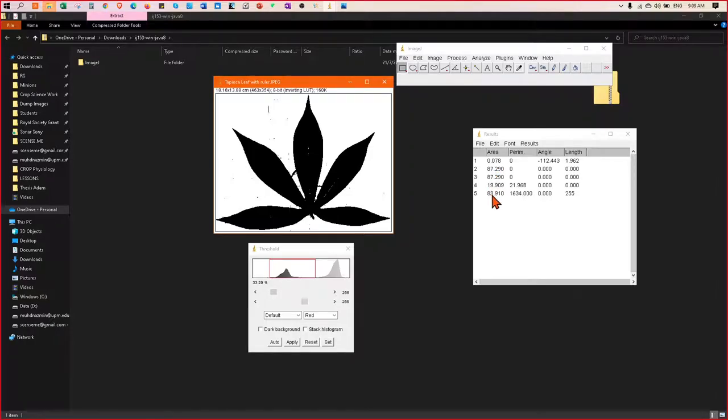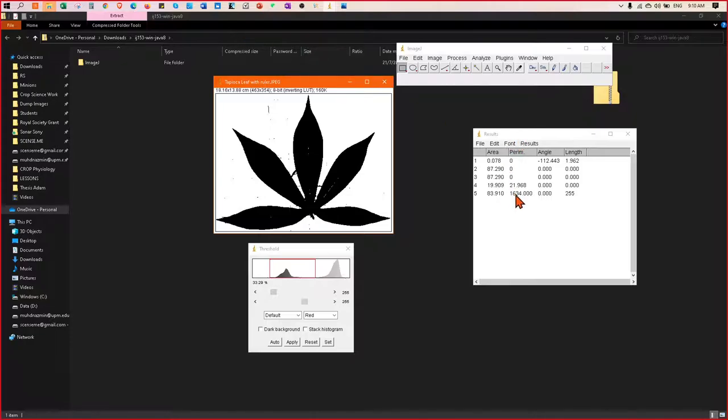Yeah, quite a bit. So now you can decide which one is more accurate. I think for me, I would rather follow this method, because remember while I was tracing using the freehand selection, I didn't get the tracing of each leaflet right, because my hand is not very stable. So you use the threshold method to get this area, 83.910.